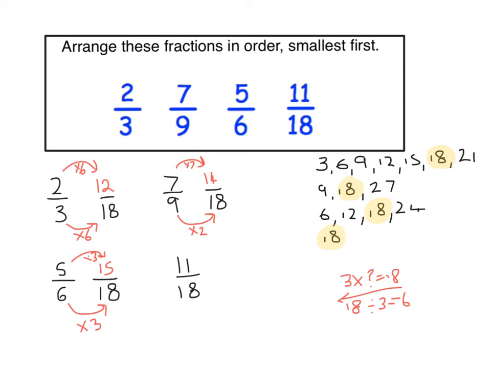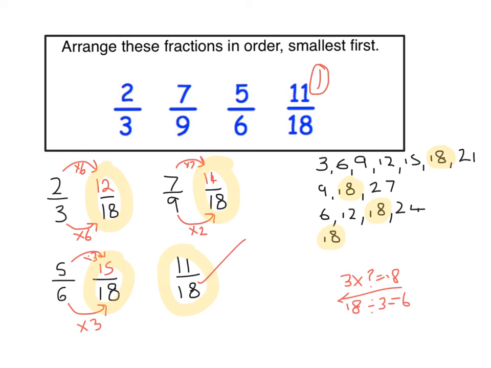So let's just look at these here and pick which is the smallest. So the smallest is then going to be 11 over 18. So that's the smallest. So I'm just going to put a 1 next to my 11 over 18. So I've done that one. After 11 is 12 over 18.